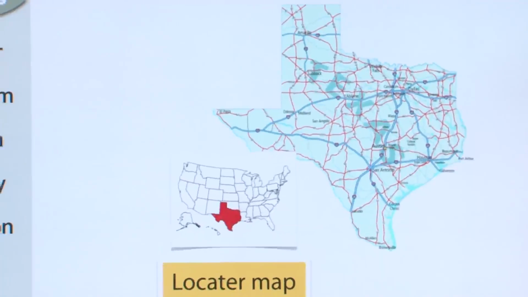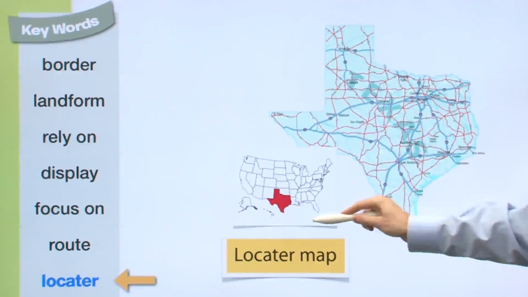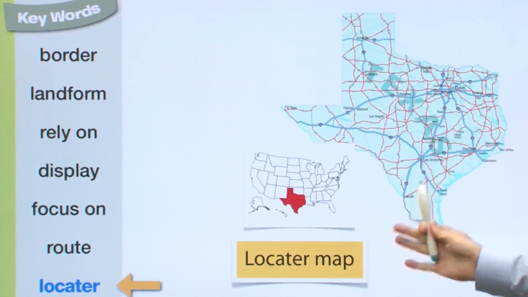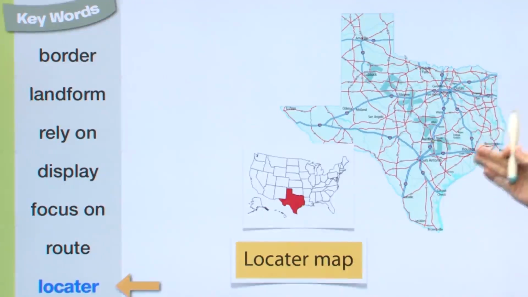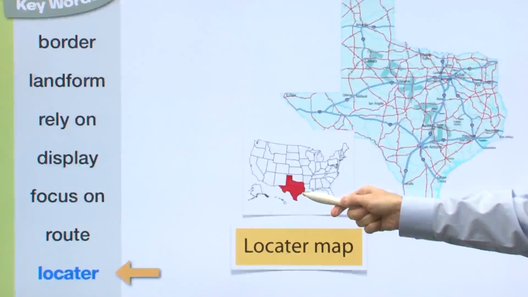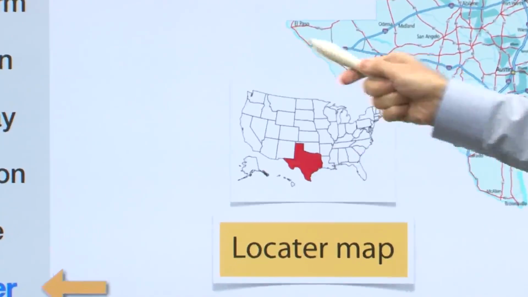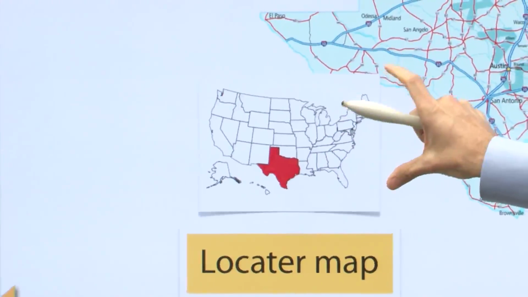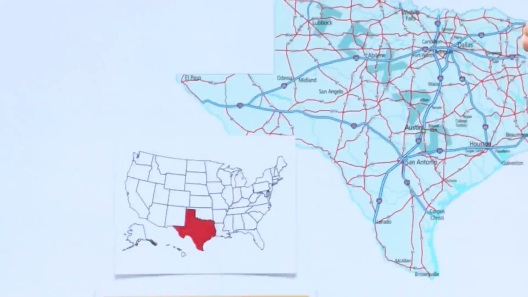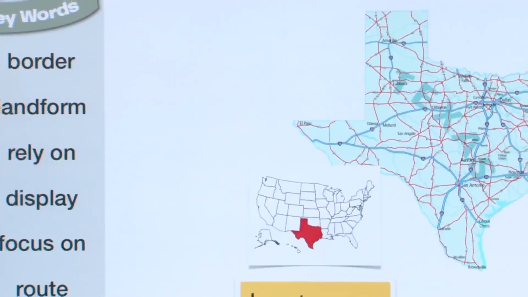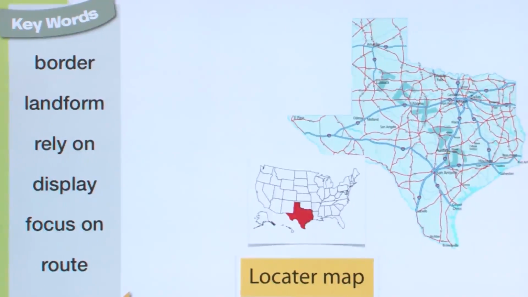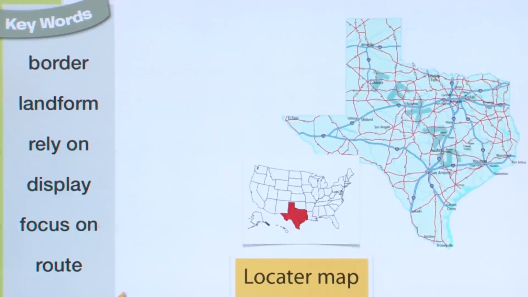Well, sometimes we have another small map. It's called a locator map because it helps us locate the other area. So there's the big map, the main map, but where is Texas in America? Well, the locator map shows you where Texas is in the United States. So this small map is the locator map, okay? And it goes with the bigger map. So those are some of the keywords. And we're going to learn more in the story. So let's read.